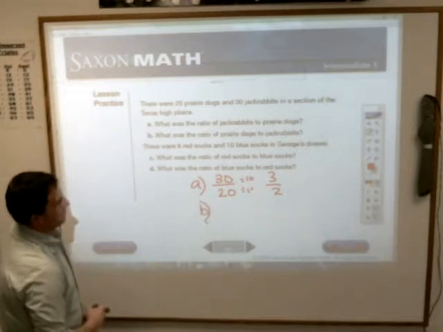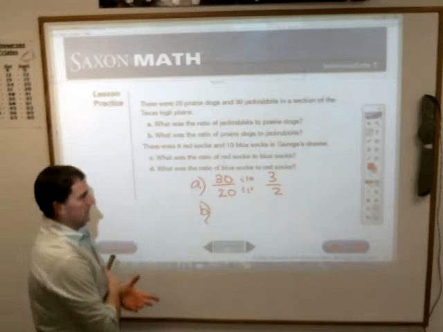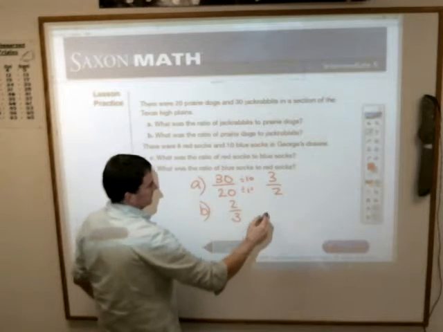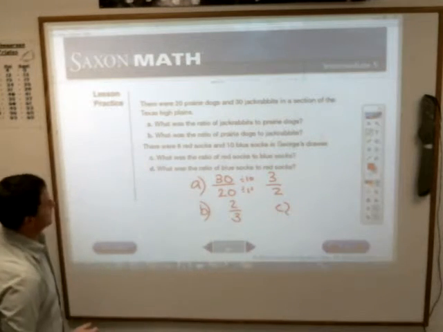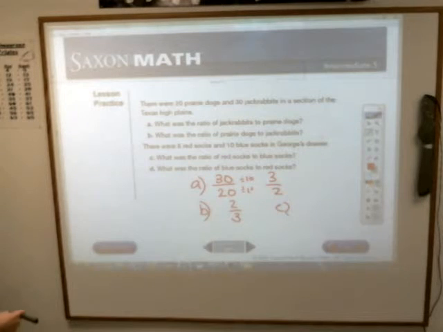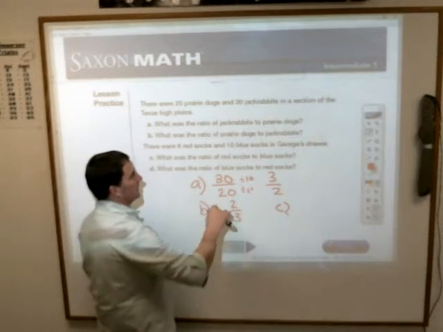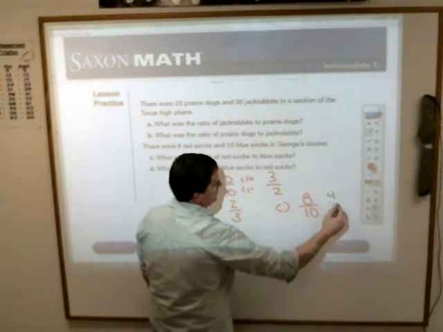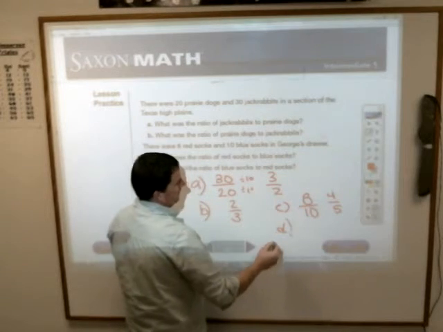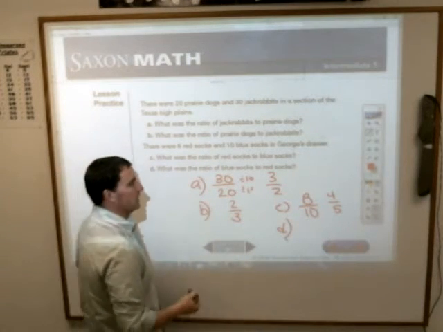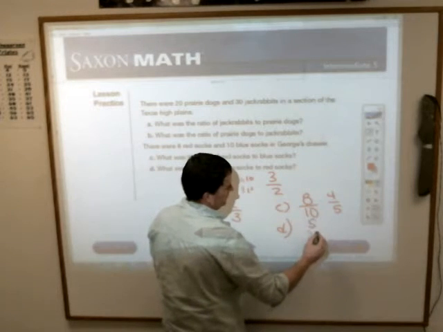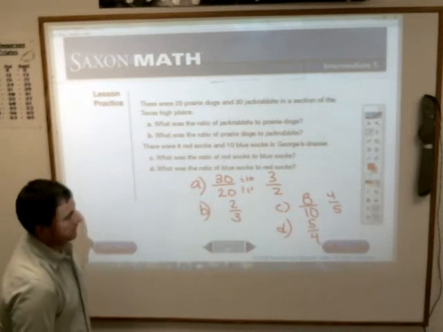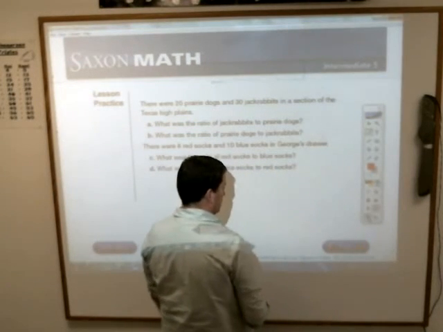Letter B says, what was the ratio of prairie dogs to jackrabbits? I'm pretty sure you could figure out it's the same thing over here, just flipped over. Letter C says, if there's 8 Red Sox to 10 Blue Sox, what was the ratio of Red Sox to Blue Sox? 8 red to 10 blue, so that is a ratio of 4 to 5. And letter D says, what was the ratio of Blue Sox to Red Sox? That same thing, just flipped over. It is the reciprocal, so I'm not going to bore you with any more.